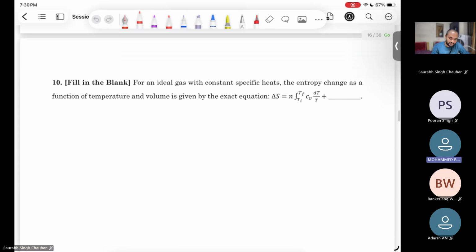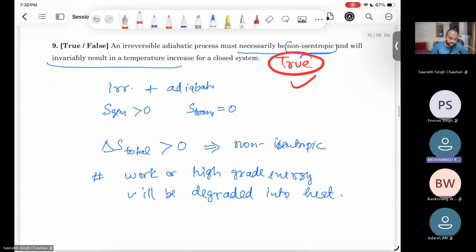Sir, again I am asking here, why doesn't the irreversibility of the adiabatic process make it non-adiabatic? Because being adiabatic or non-adiabatic is simply about the boundaries, whether a system has adiabatic boundaries or non-adiabatic boundaries. If the boundaries are perfectly insulated, then heat transfer cannot take place.